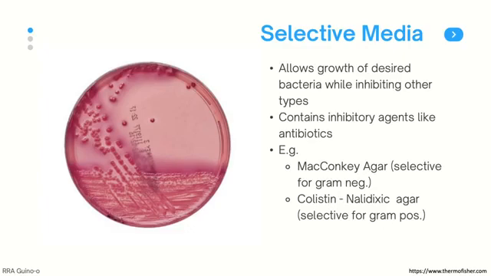Some common examples that you will probably encounter in the laboratory are MacConkey agar, which is the plate that you see on the left. This is selective for gram-negative bacteria, and it achieves this by containing crystal violet and bile salts, which are usually inhibitory against gram-positive bacteria. We also have colistin nalidixic agar, and this is selective for gram-positive. This kind of agar contains colistin and nalidixic acid, which is inhibitory to gram-negative bacteria.